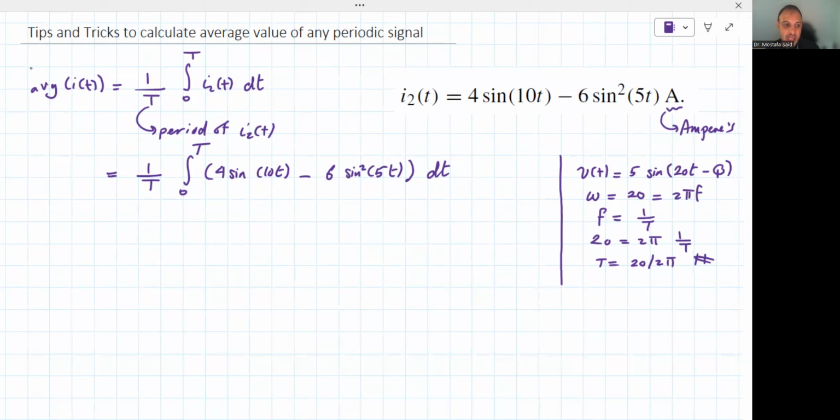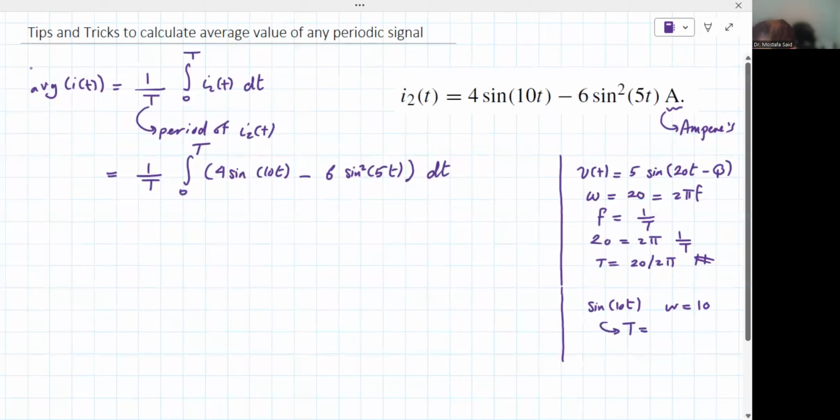So what is the problem in our example to apply such a very simple calculation to find T? It is that we have two functions. If we consider the first function, sine 10t, then omega is equal to 10, and from that T will be equal to 2 pi over 10. But if we consider the second term, sine square 5t, then omega is equal to 5, and from that T will be equal to 2 pi over 5. So there is a contradiction here.